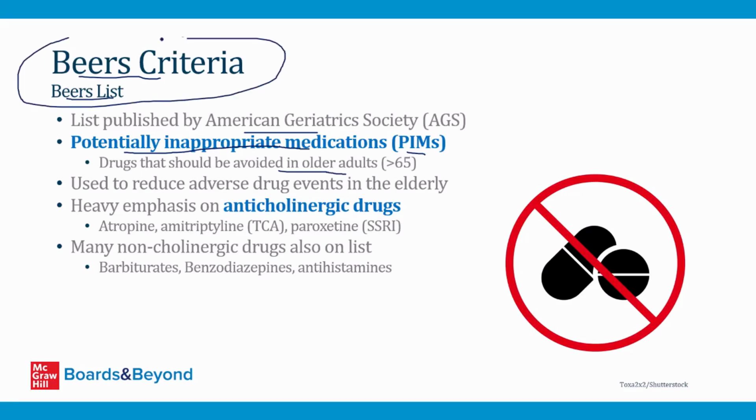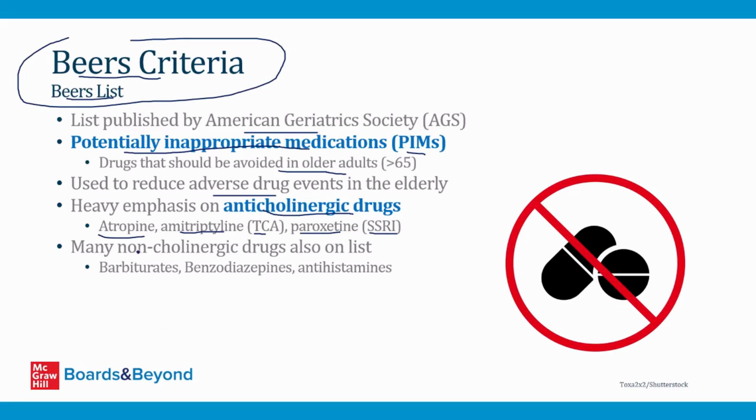Beers criteria or the Beers list is published to try and remind providers of drugs that they should avoid to reduce adverse drug events in the elderly. So what kind of drugs are on this list that can trigger confusion and delirium in the elderly? Well, a big group of drugs are the anticholinergic drugs. These are drugs like atropine, also drugs that have anticholinergic side effects like amitriptyline, which is a tricyclic antidepressant, or paroxetine, which is an SSRI. Anything with anticholinergic effects can block cholinergic receptors in the central nervous system, and that can trigger delirium and confusion.